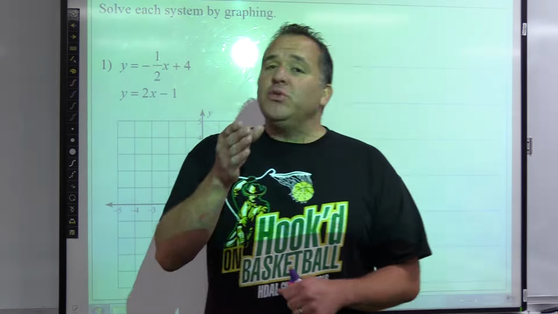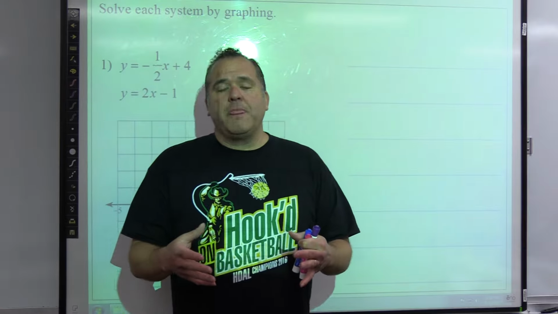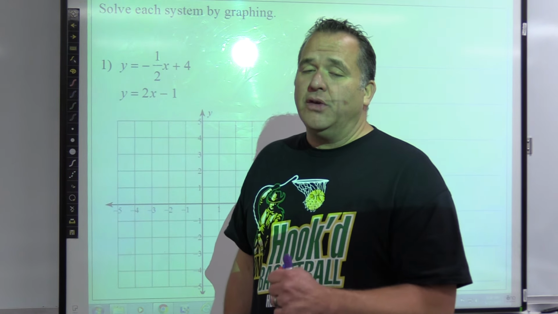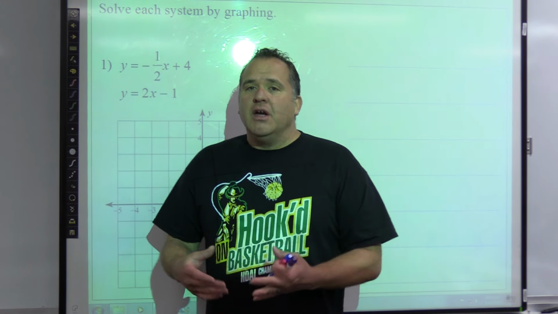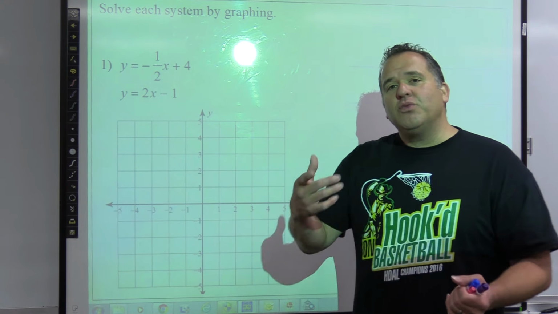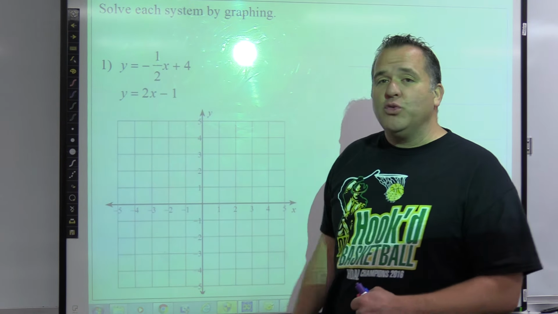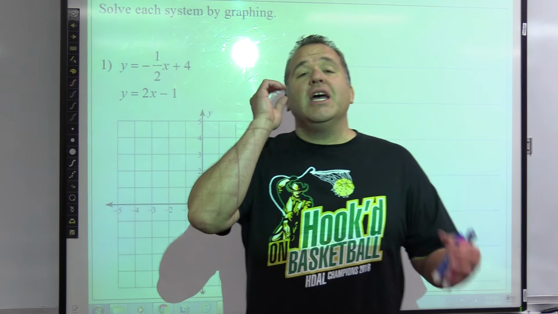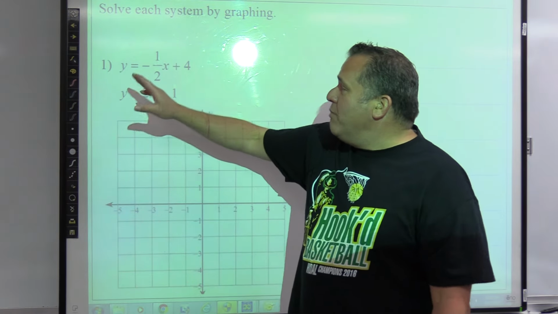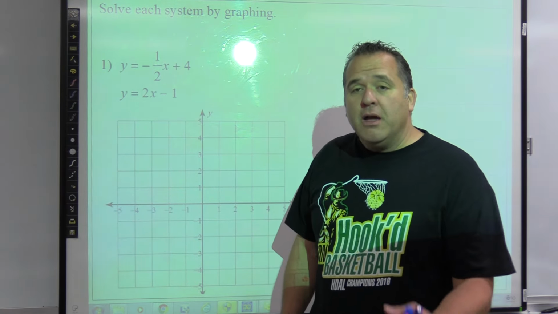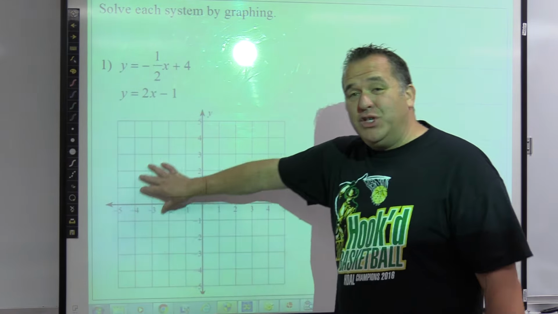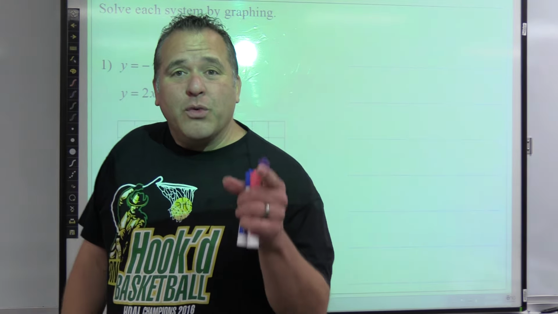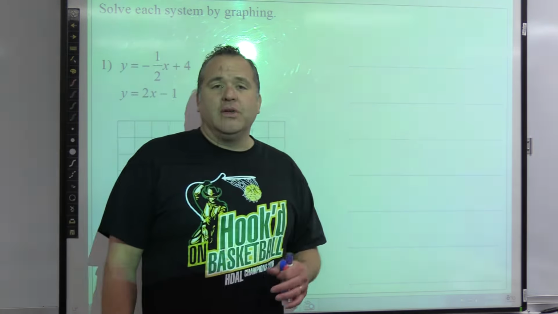Now, what we're going to do today is take those skills and review how to solve a system of equations by graphing. If you notice what's different about this problem from the other problems, you have two equations. A solution to a system of equations is a point that will make both equations true. So we're looking for just one point on this graph that will make both of those equations true. If we find that, we found the solution to our system of equations.